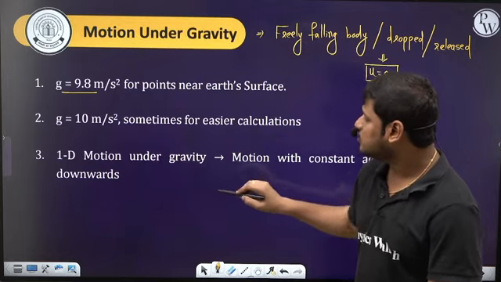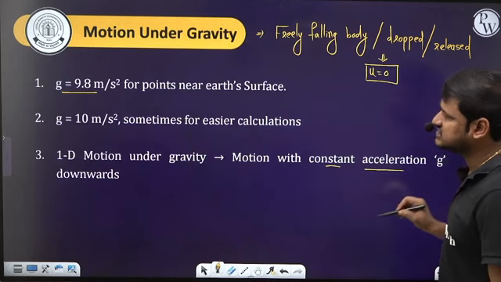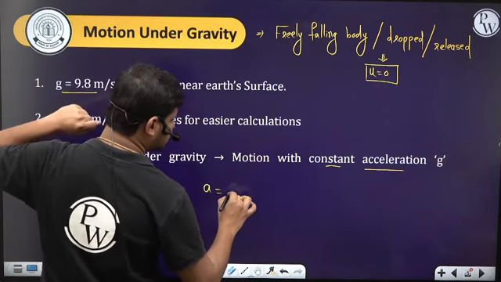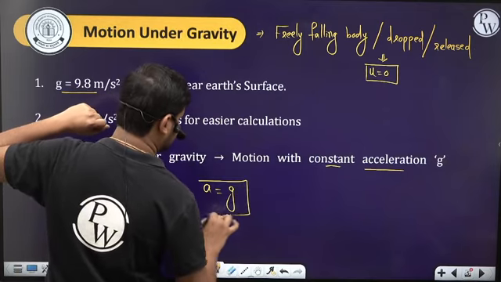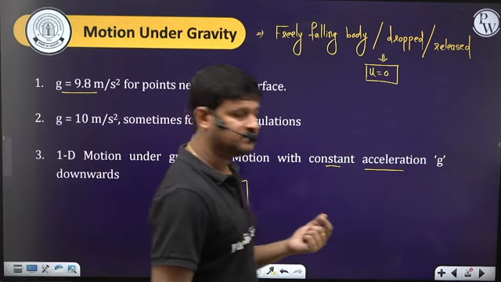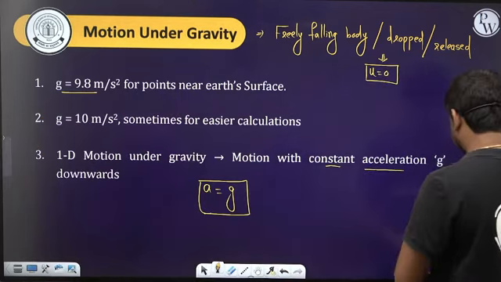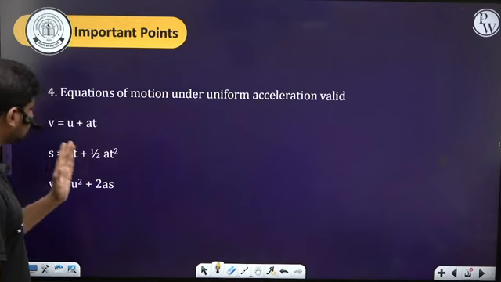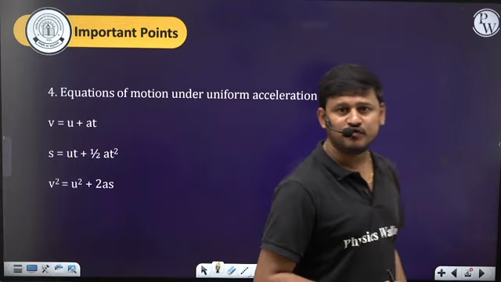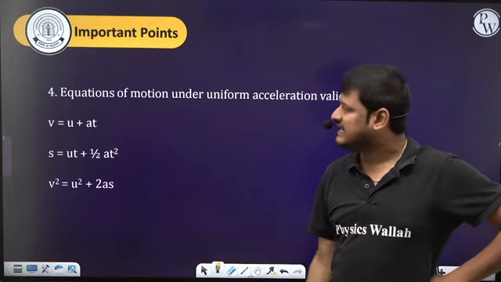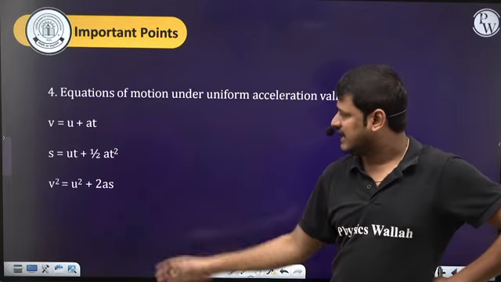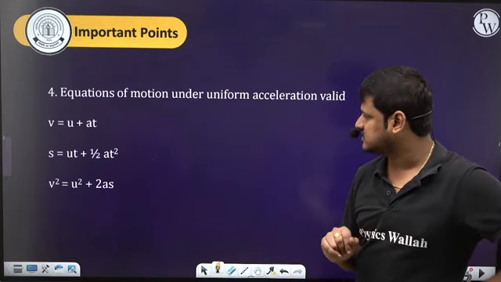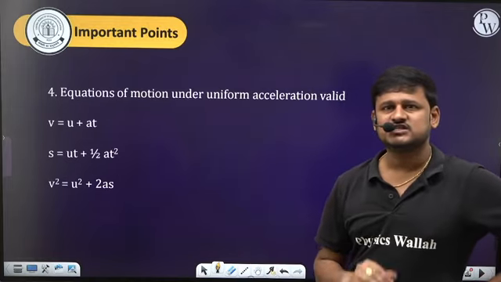1D motion under gravity is motion with constant acceleration g downwards. So in motion under gravity questions you can take a equals g directly. With a constant or uniform acceleration it moves down. We already know the kinematic equations. What are the 3 kinematic equations under uniform acceleration? v equals u plus at, s equals ut plus half at square, and v square minus u square equals 2as. These are the 3 kinematic equations we already learned.